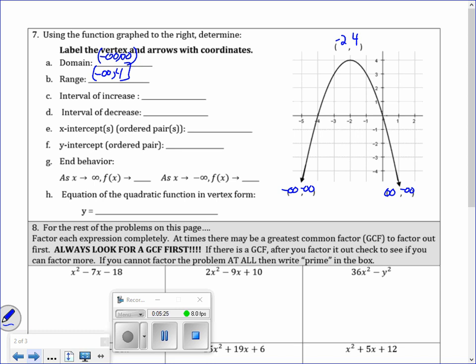All right, and increasing. So this whole left side of the graph is increasing. So that starts happening at negative infinity and stops happening at negative 2. So negative infinity to negative 2. All right, and then it picks back up at negative 2 and starts decreasing. So that goes all the way to positive infinity. So the decrease is negative 2 to positive infinity.